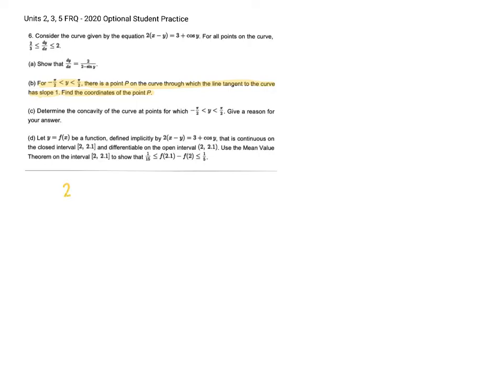Let's not use yellow. That may not be the best color to use while we're doing this. It's good for highlighting, but not necessarily good for writing math. 2 over 2 minus sine y is the derivative, and we know that at this point P, the derivative is 1, right? The slope is 1, slope of the tangent. And so I can solve for y here, right? Multiply the 2 minus sine y over here.